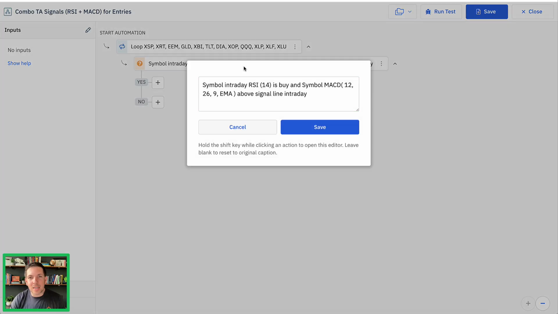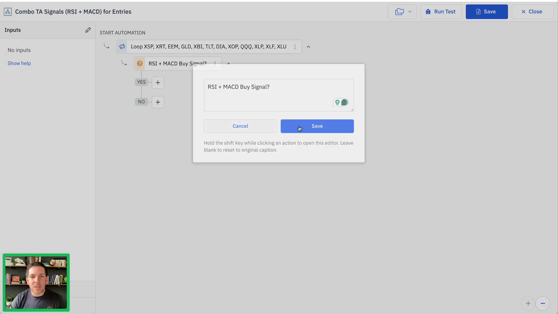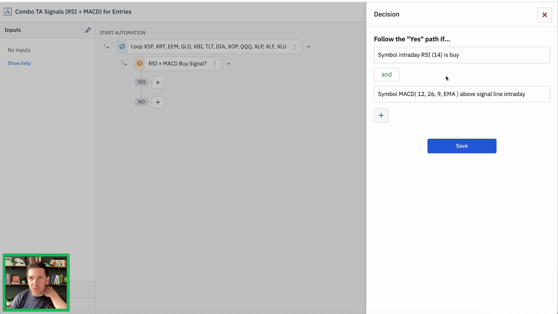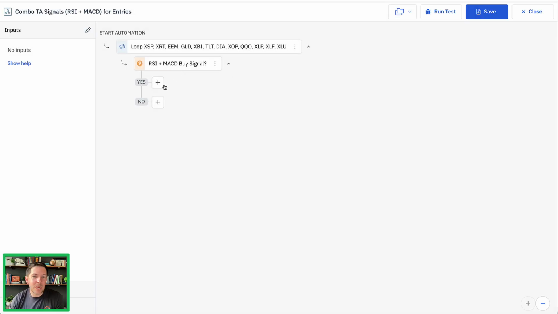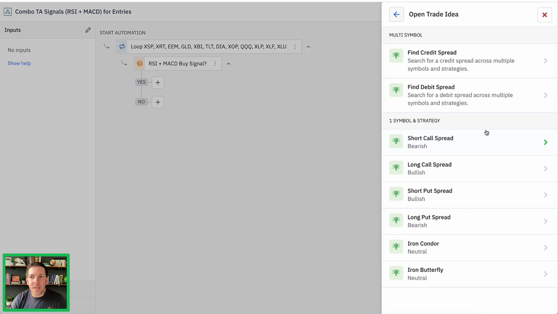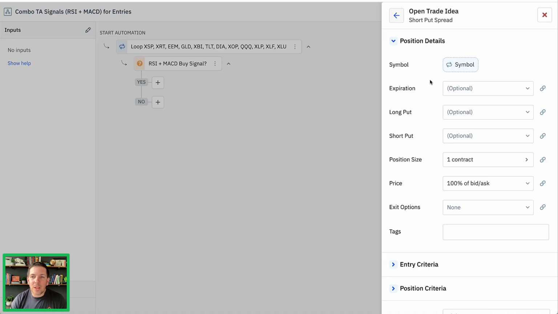Now, what I do in this case is I might just rename this and say RSI plus MACD buy signal. I might do something like this just to streamline my automation, make it easier to read. So do I have an RSI plus a MACD buy signal? If the answer to that question is yes for any of these, so again, we want to make sure that these are true, but if they're true, that would be potentially a buy signal. Then what we might do is open a new trade idea that is a bullish position, so a short put spread that's bullish in that symbol, and then you can fill in all of your stuff.